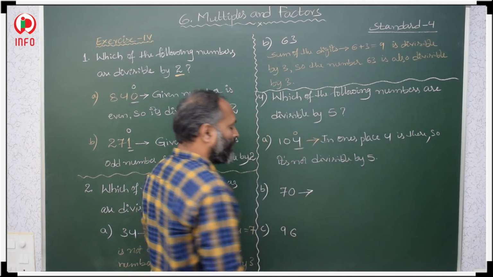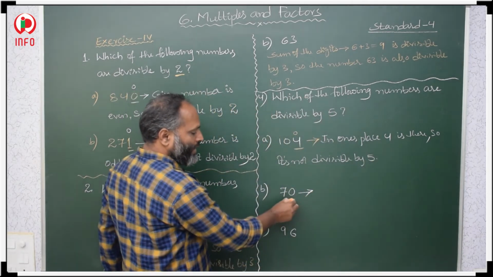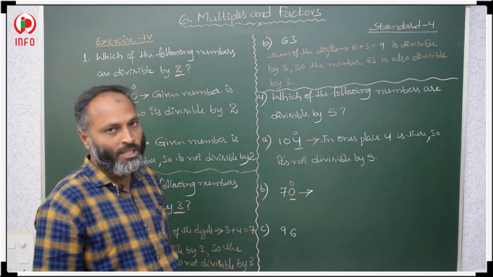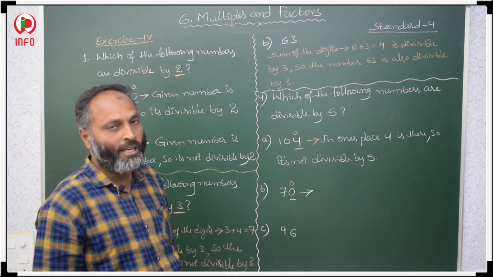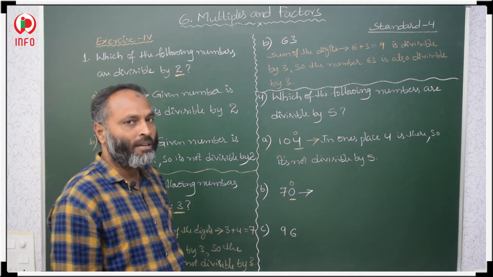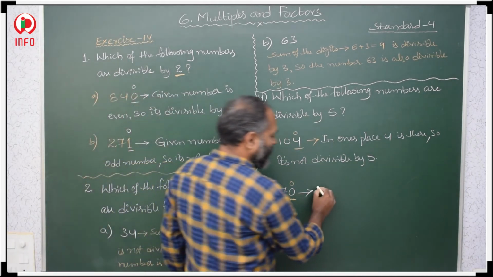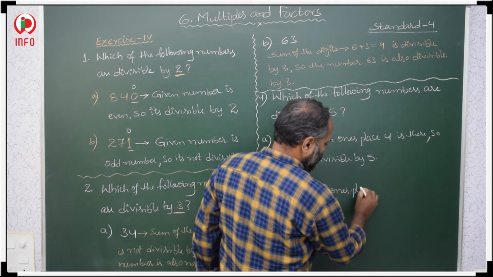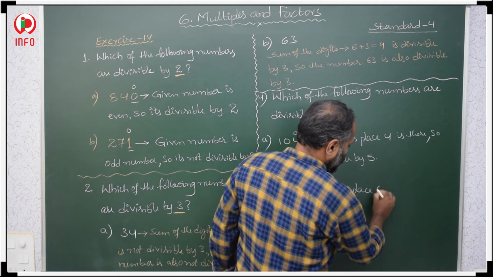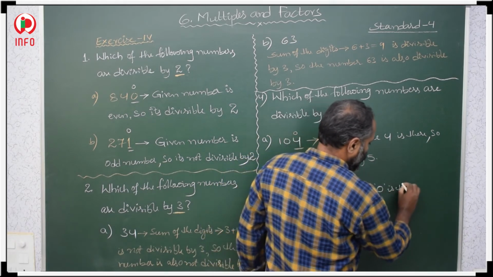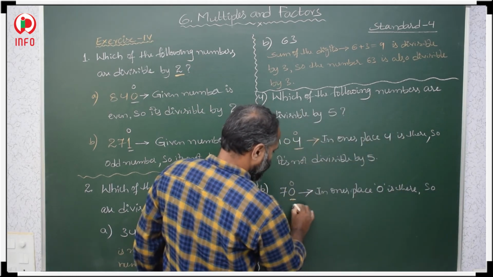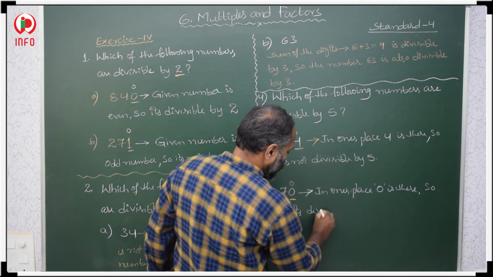Here, what is there in the ones place? Here in 70, in the ones place 0 is there. If 0 or 5, any one is there in the ones place, then it is divisible by 5, otherwise it won't be. Here 0 is there in the ones place, so it is divisible by 5.